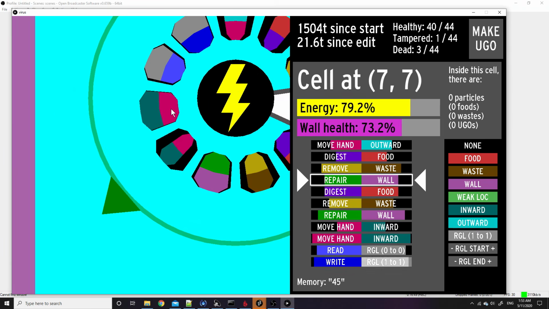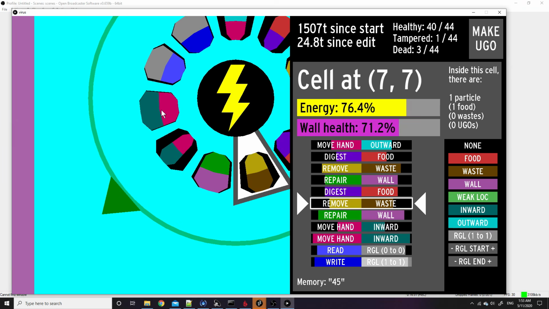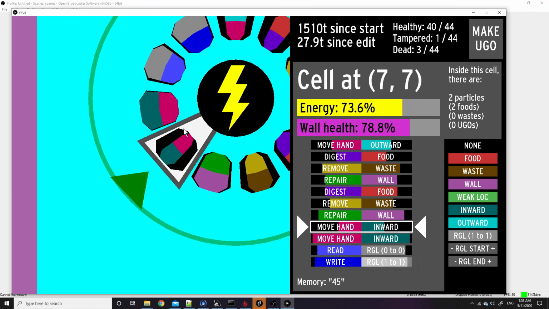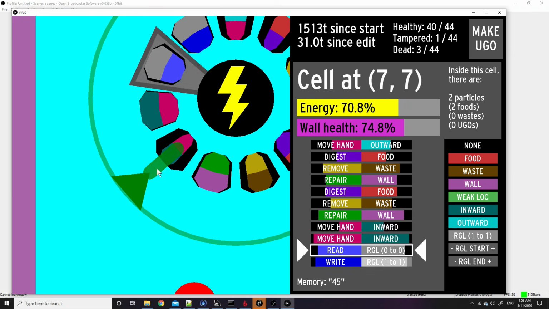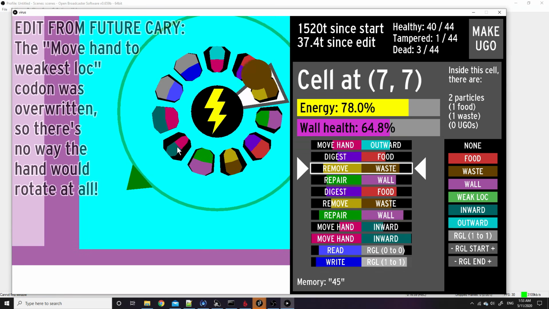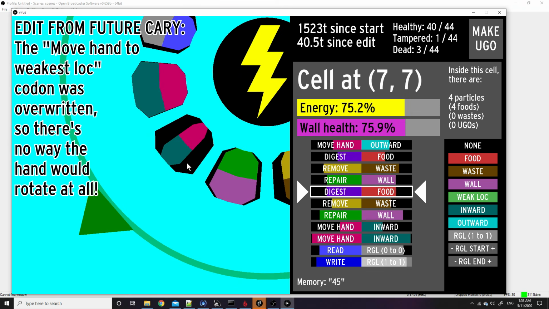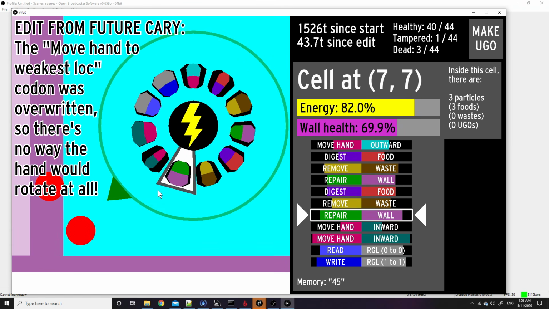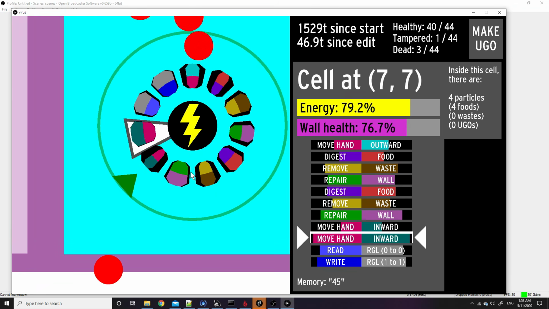Which is really bad because now we have the wrong codon in that location and the right codon isn't even healed. So 2 bad things happen. And if this continues to happen, well, I guess this codon will continue to be the weakest, so the hand will just not move from that location ever. But this will also result in cell death.